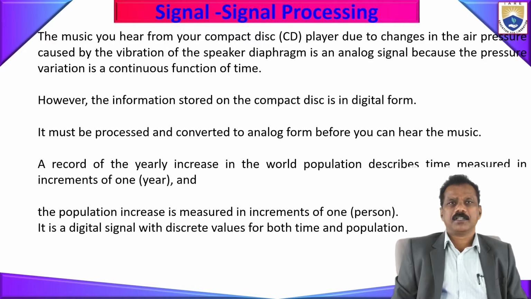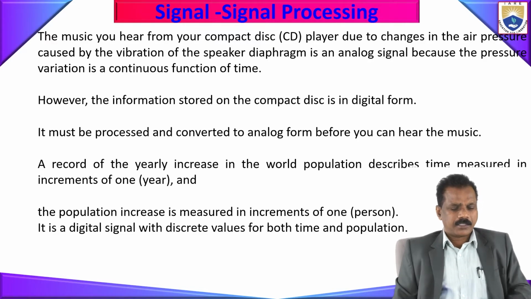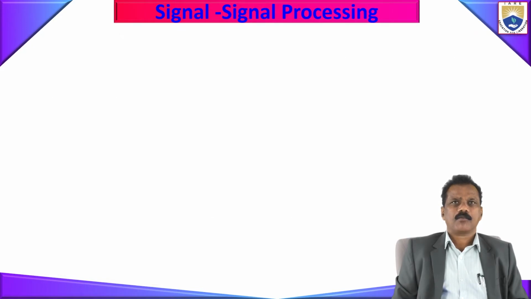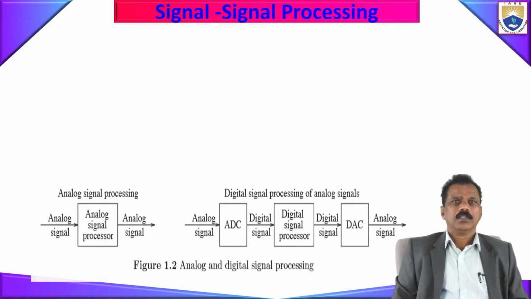That one may be a person. Yes, it is. This is a signal with discrete values for both time and amplitude. Here, by using this, we are ready to distinguish analog signal processing and digital signal processing, how they vary, what the importance, merits and demerits are.